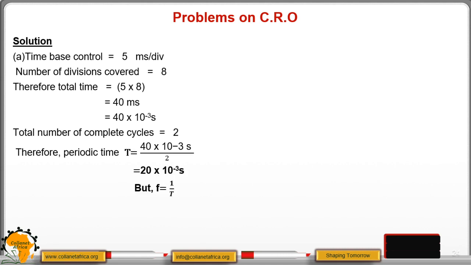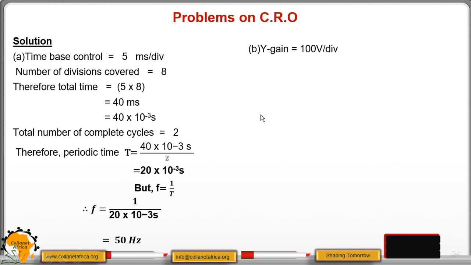Then from there, you want to get the frequency. The frequency is always given by 1 over T, or 1 over the periodic time. You have your periodic time as this one. So you just need to get 1 divided by 20 times 10 to the power negative 3 seconds. When you do that, you get 50 hertz.